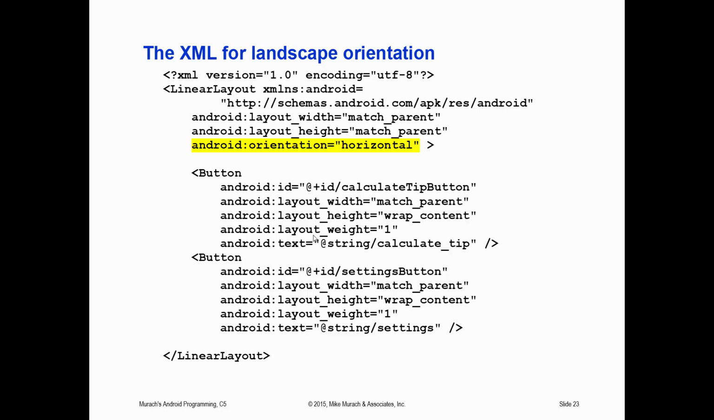So again, to provide a separate XML file for landscape orientation, you create a folder named res/layout-land. So under your res folder, you create a new folder called layout-land. Then you can copy the XML for the layout that you had previously into this directory and modify it accordingly. And that's what the author is saying.